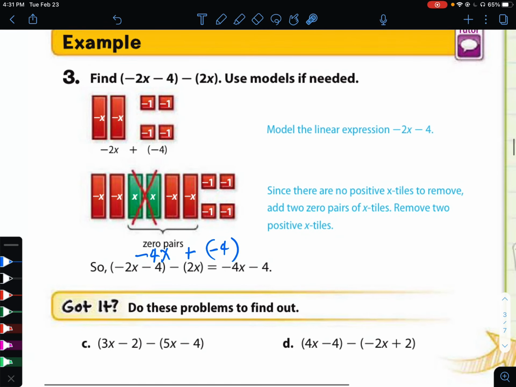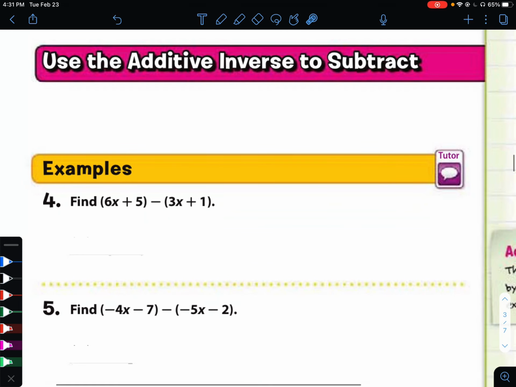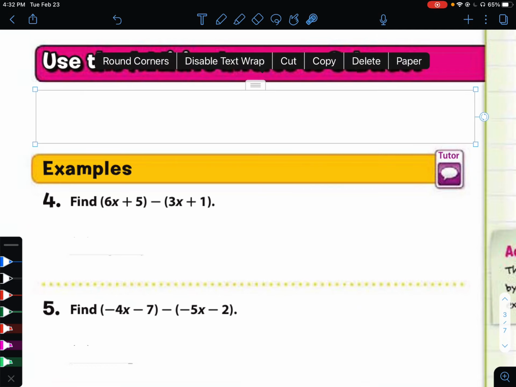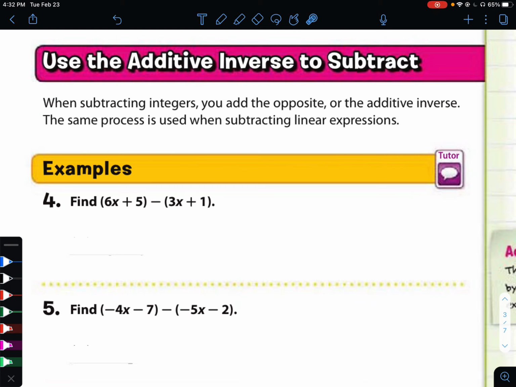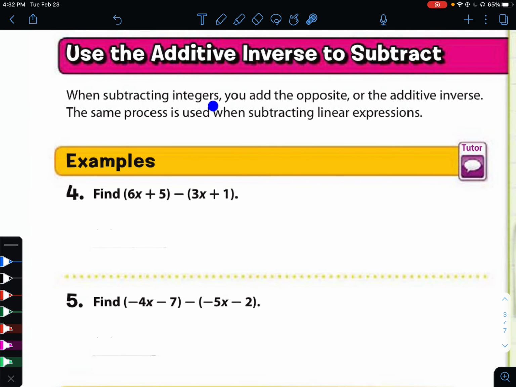Let's see if you understand example number 3. Now, here's another way of subtracting linear expressions. This time we are not using models. We're using what we call additive inverse, and we need to know what an additive inverse is. So, an additive inverse, okay, is basically the opposite of the number. So when subtracting integers, you add the opposite or the additive inverse. The same process is used when subtracting linear expressions.